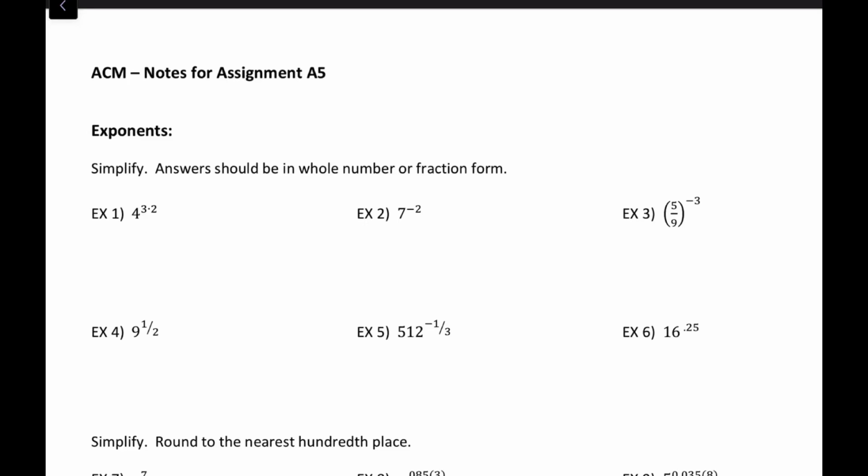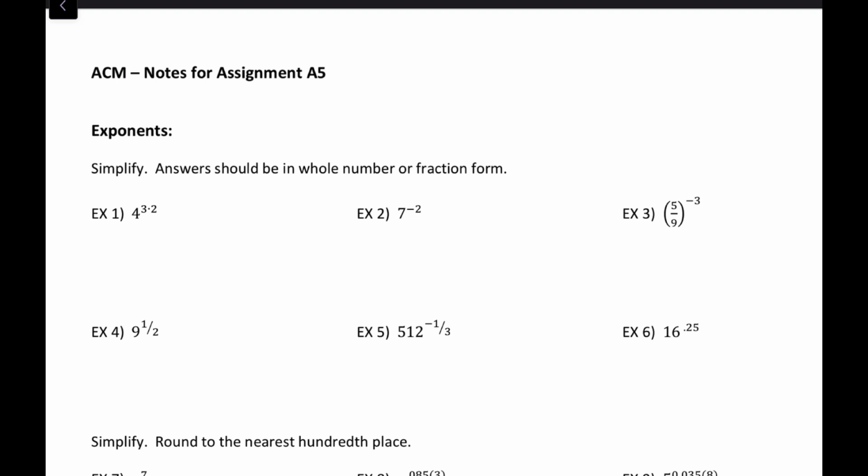These are the notes for assignment A5. You'll want to have your calculator out because the first part of this is just being familiar with the calculator and the buttons to push to do exponents. So have that calculator out as we do this first section here.